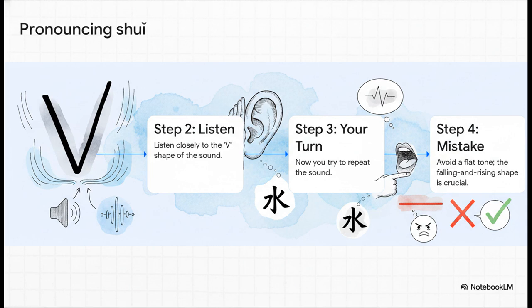So shui uses the third tone, and I know this one can be tricky for learners. The best way to think about it is that your voice is making a V shape. It dips down and then it has to rise back up. Listen again really closely. Shui. Okay, now it's your turn. Go ahead.